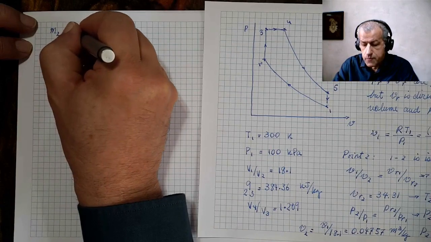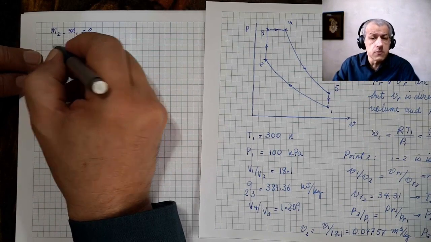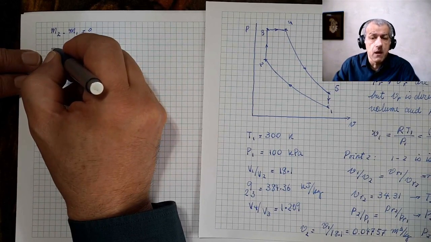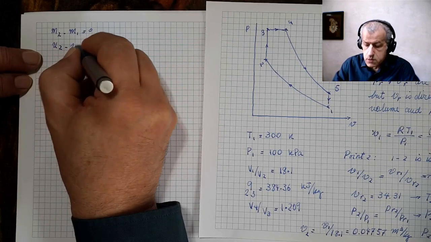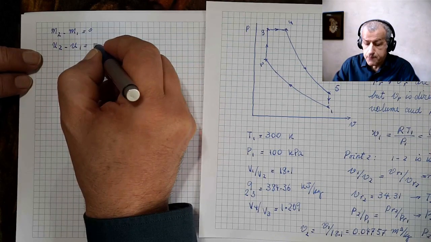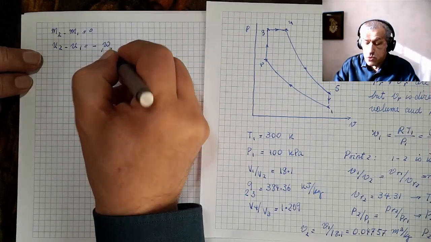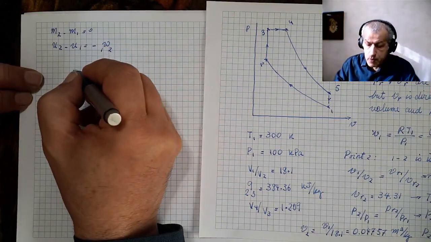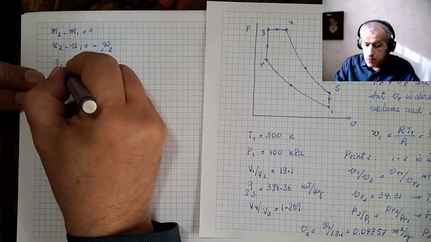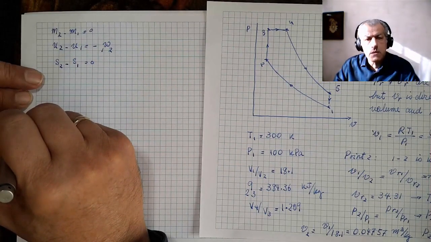So what I would do is to write down these equations for process 1, 2, which M2 minus M1 equals 0, also, so we could just simplify all equations and write them for unit mass. U2 minus U1 equals minus W1,2. There's no heat transfer, and S2 minus S1 equals 0. That's all there is to it.